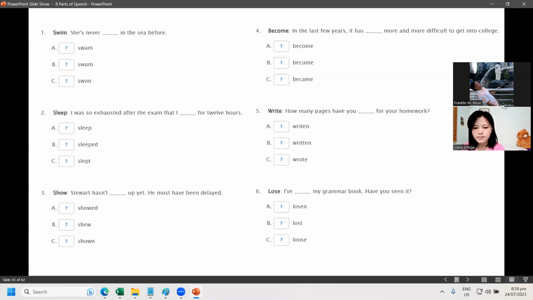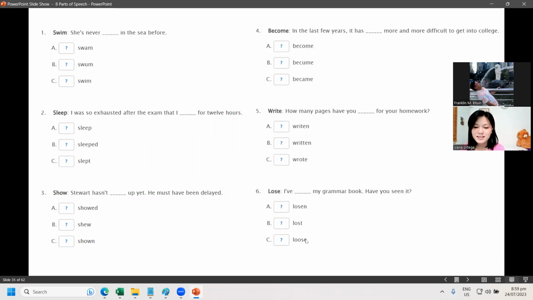Are you sure? "Loosen"? No, there's no such word. So letter C, sir, because letter B is the past participle. Letter A is, I'm sorry, present tense. That's a different word. So the answer is letter B.